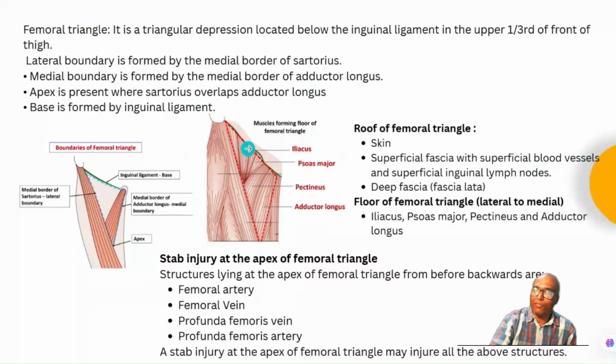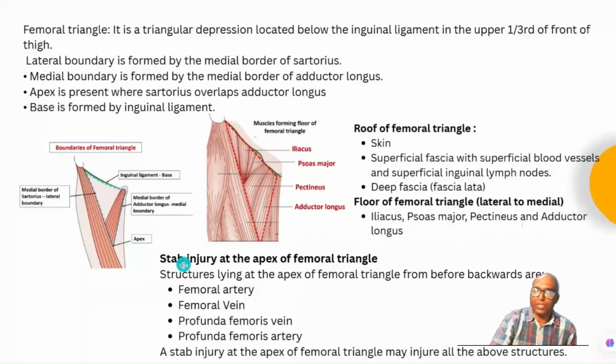And in the floor, you have got four muscles. You have got iliopsoas, that is iliacus and psoas, then pectineus and adductor longus. That is the medial boundary. So adductor longus, iliopsoas and pectineus. So these are the four muscles from lateral to medial: iliacus, psoas major, pectineus, and adductor longus. They are forming the floor.